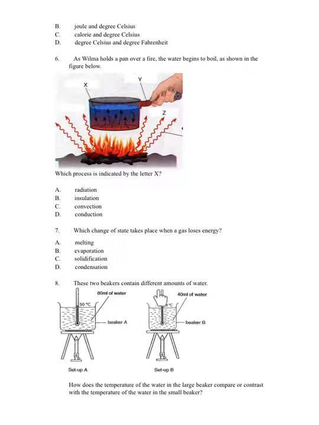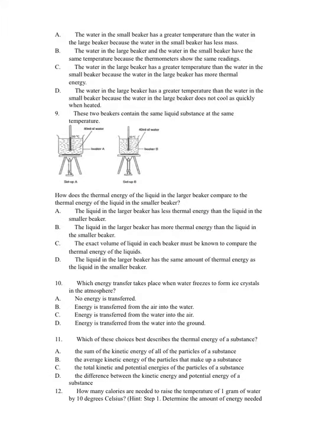Number 8. These 2 beakers contain different amounts of water. How does the temperature of the water in the large beaker compare or contrast with the temperature of the water in the small beaker? A. The water in the small beaker has a greater temperature than the water in the large beaker because the water in the small beaker has less mass.